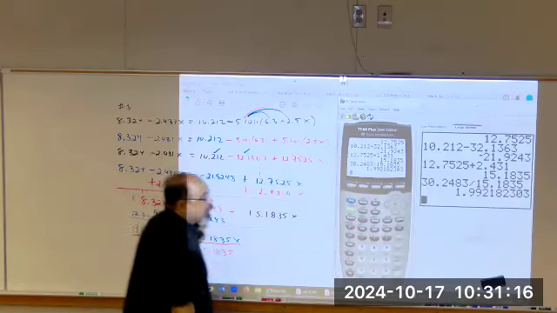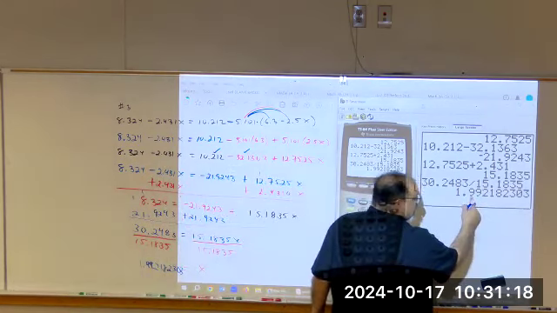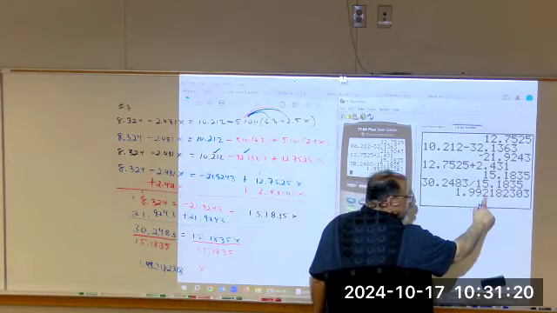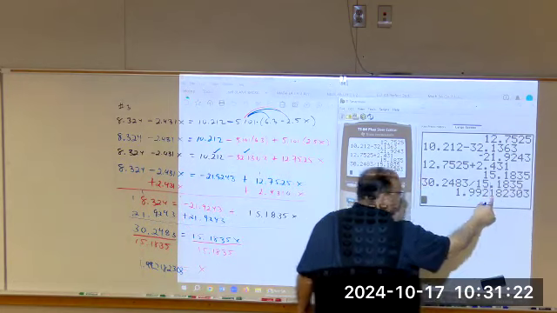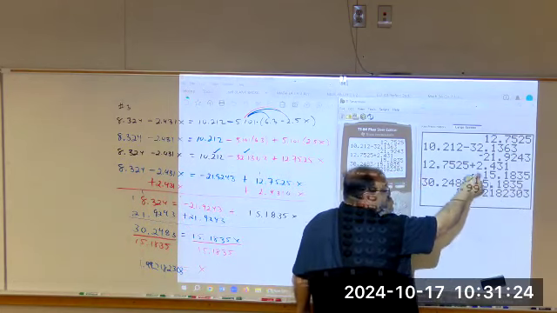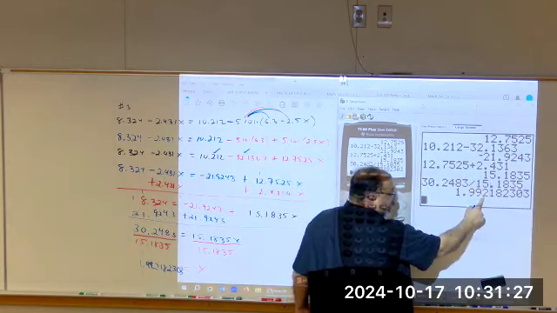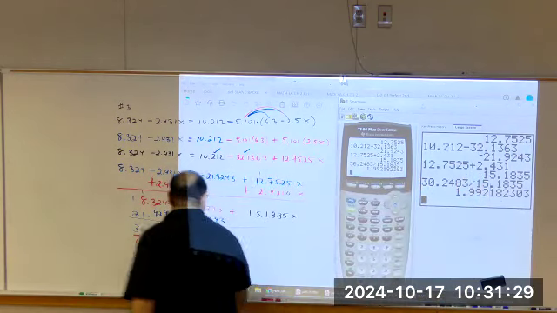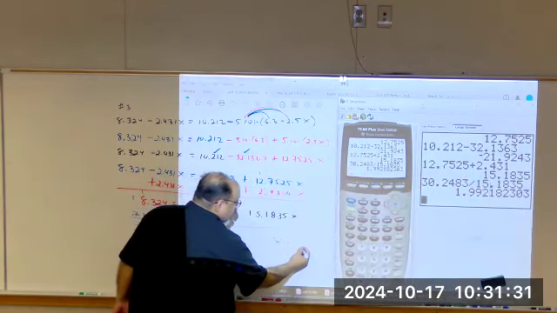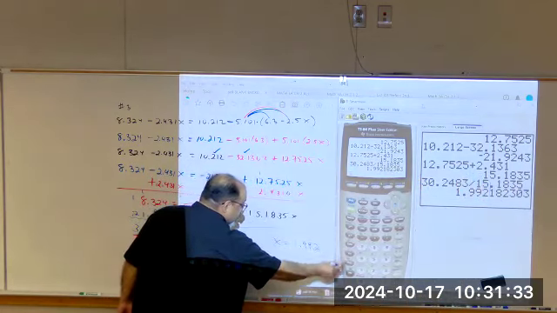But the direction said round to the nearest thousandth. So does the 1 round up to a 3 or leave it at 2? Leave it at 2. So final answer, x is equal to 1.992.